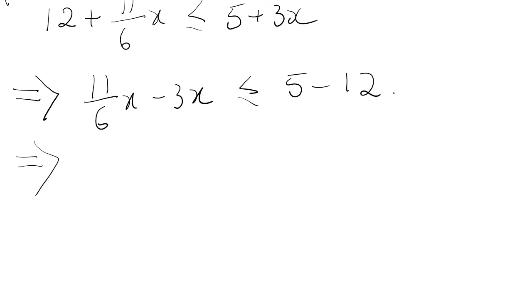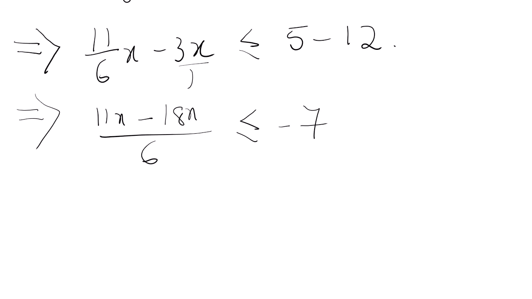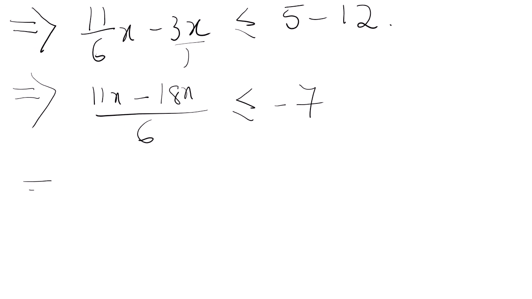This implies, cross multiply, 11x minus 18x upon 6 is less than or equal to 5 minus 12. So this implies minus 7x upon 6 is less than or equal to minus 7.